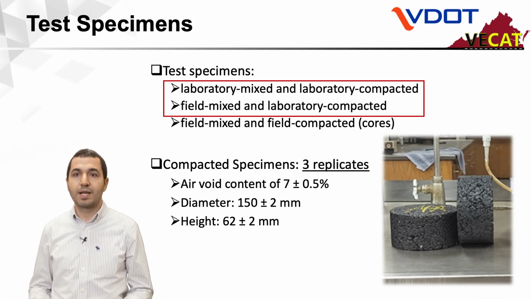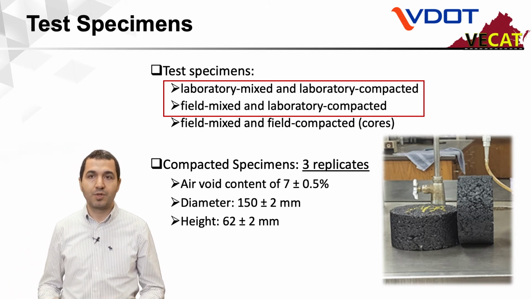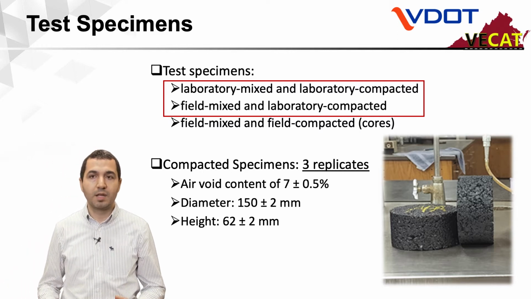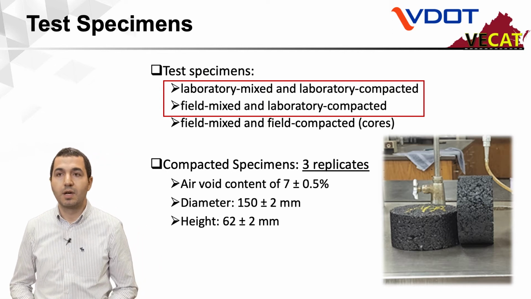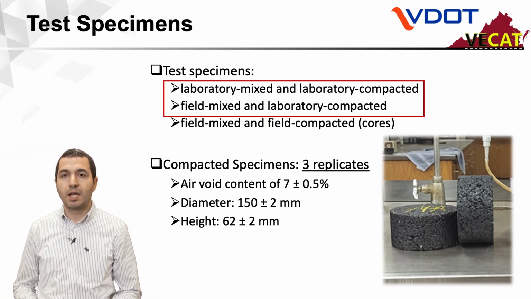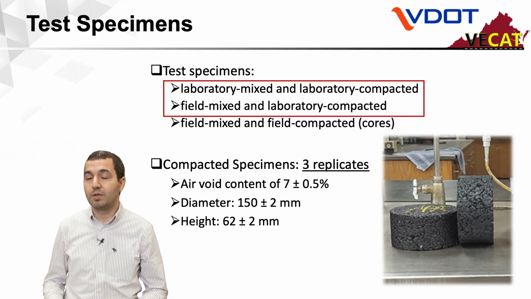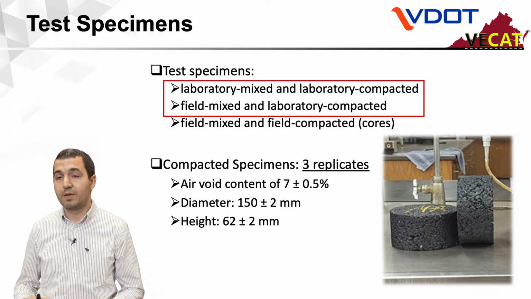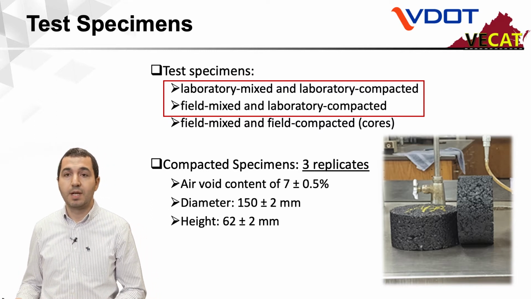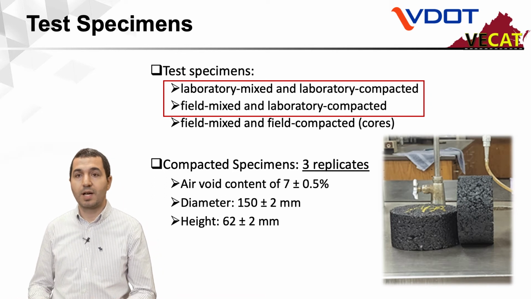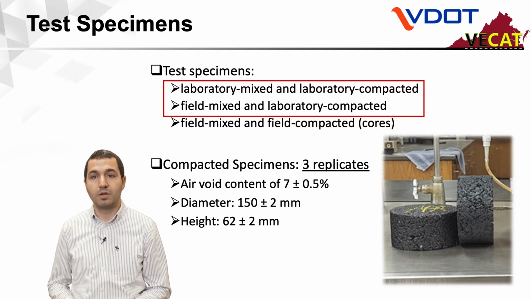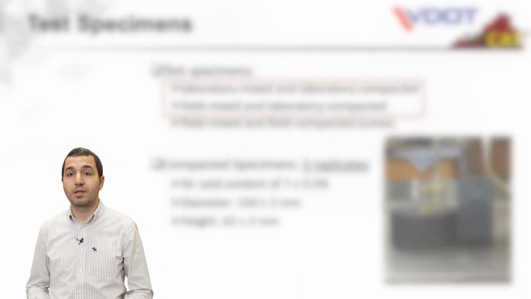Again, same as the cracking test, two types of specimens are needed for this test: laboratory mixed and laboratory compacted, which is the design stage, and field mixed and laboratory compacted, which is production stage testing. And in this instance, we require only 3 replicas to be tested, with an air void requirement of 7 plus minus 0.5%, and diameter and height same as the cracking test, which is 150 millimeter diameter and 62 millimeter tall specimens.